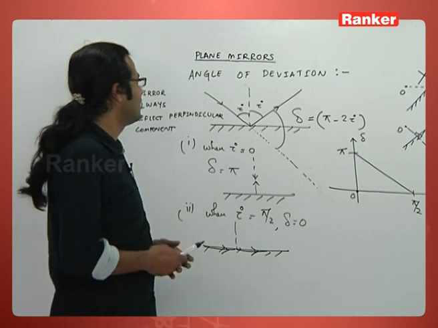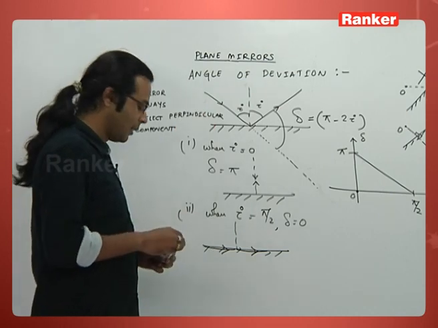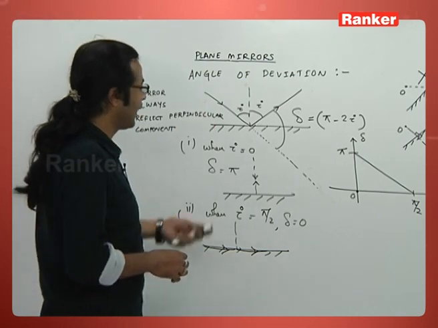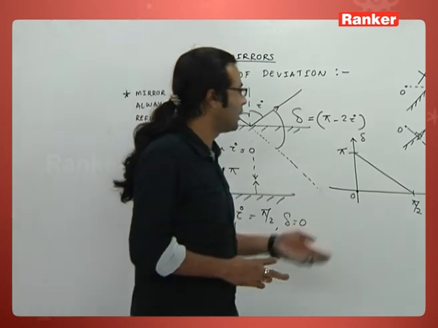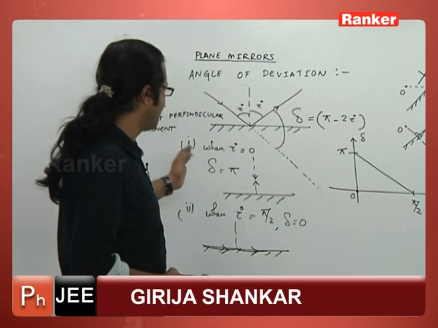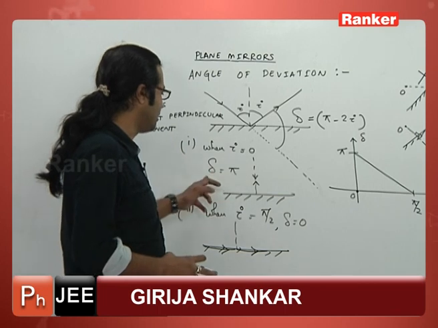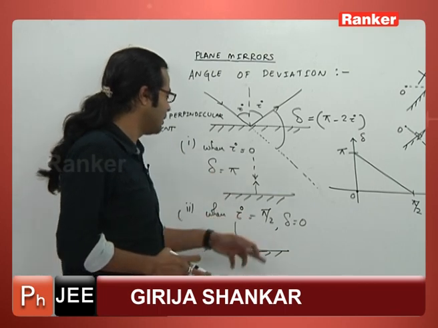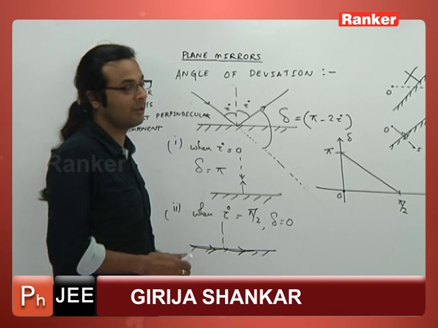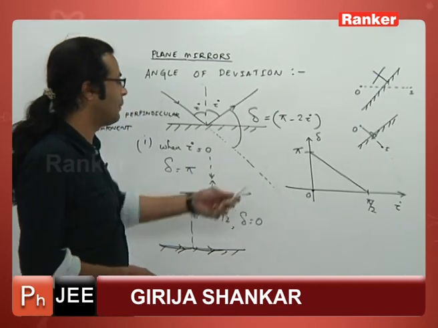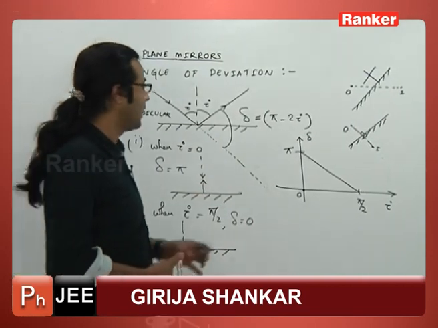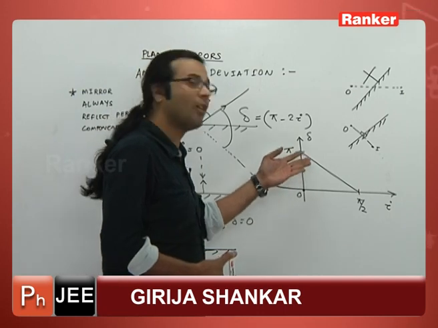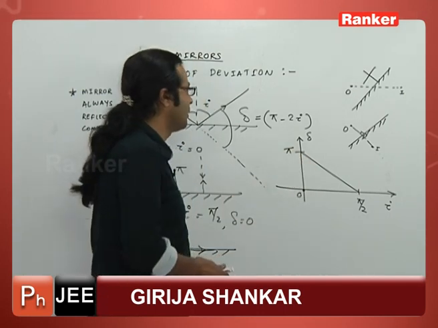And this is the last, where we discussed angle of deviation, saying that angle of deviation is pi minus 2i, and we discussed the following cases: when i is equal to 0, deviation is pi; when i is equal to pi by 2, deviation is 0. And we discussed this graph. This graph is very essential for the IIT Mains or Advanced.